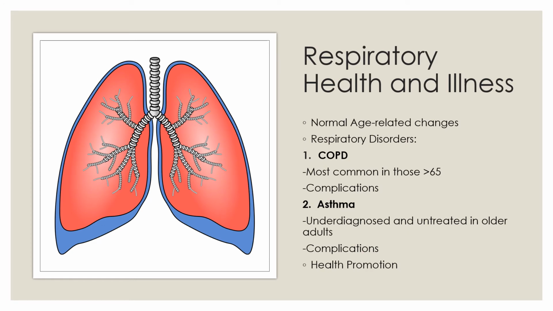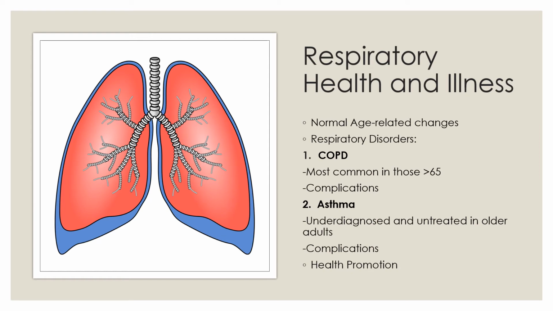Normal age-related changes include lowered efficiency of gas exchange and reduced ability to handle secretions. Cilia that normally act to repel foreign substances become less responsive and less effective. Chronic obstructive pulmonary disease, or COPD, is most common in those greater than 65.